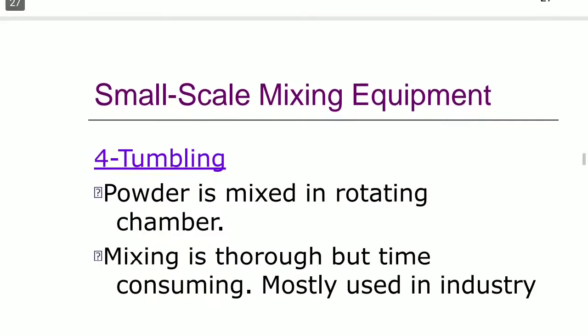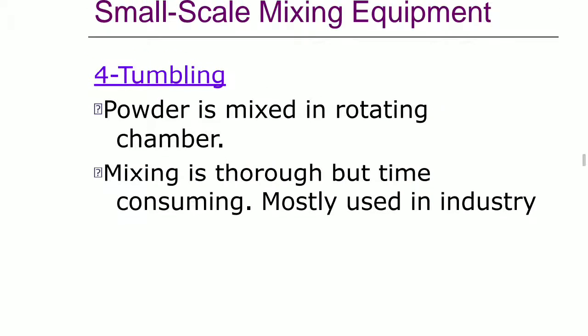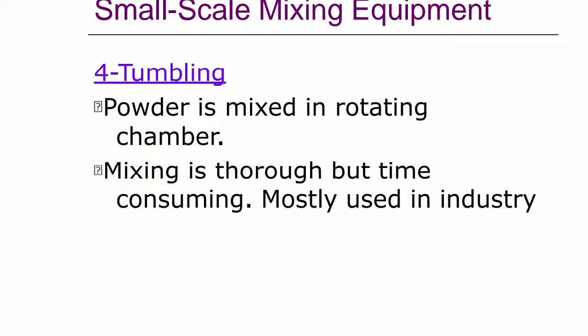Then the tumbling. Powder is mixed in a rotating chamber. Mixing is thorough but time consuming, mostly used in industry. Tumbling is the process of mixing of powder in large containers rotated by an electric motor. These blenders are widely employed in industries for large volume powder mixtures.